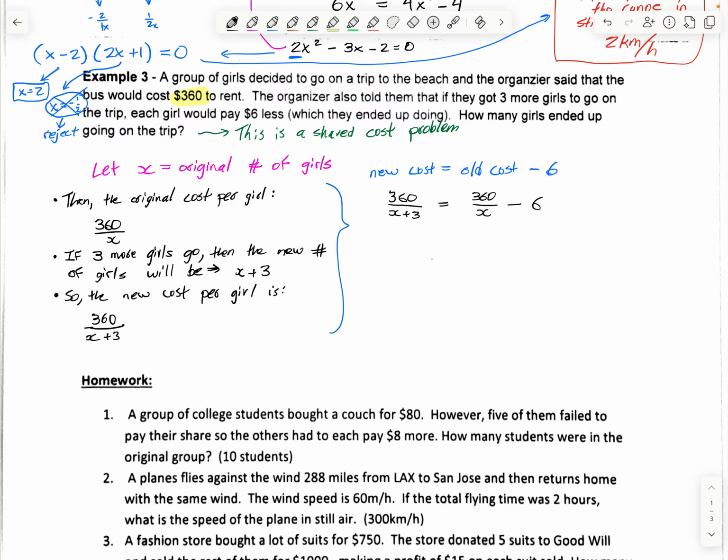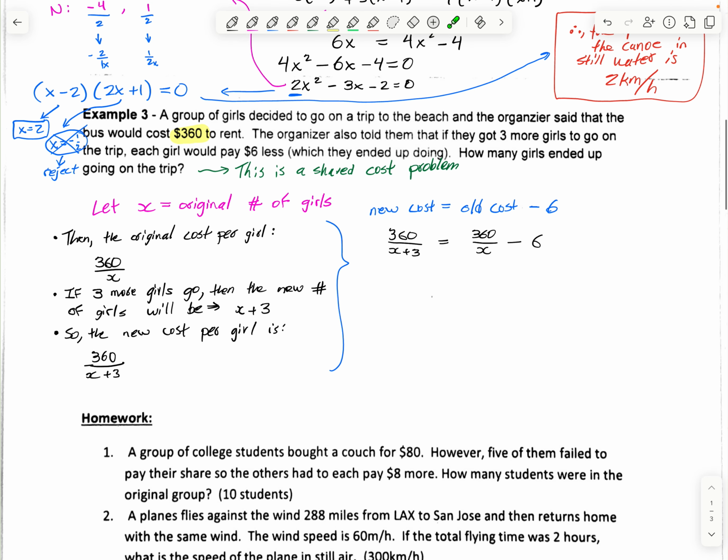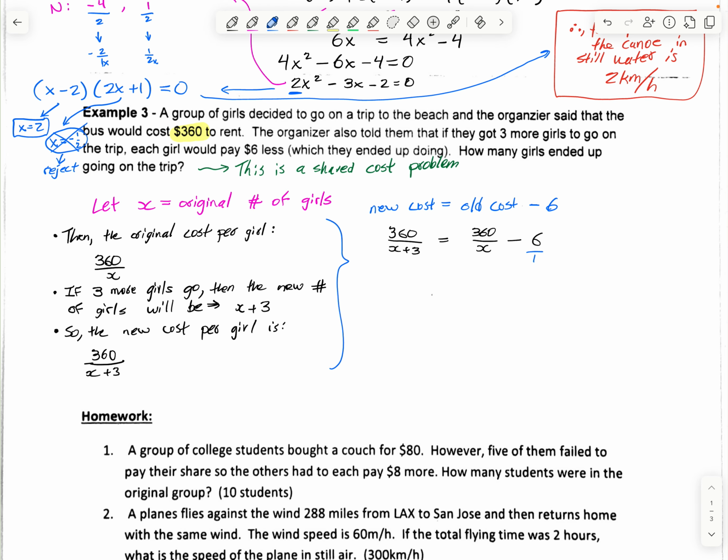So the problem says that with 3 more girls, the cost per girl now is going to be the original cost, had there been 3 fewer, per girl minus 6. So it'd be $6 less. And that's what that means. So now we solve. Now we've done the full thinking here. Now it's just a matter of solving. Here, there's an imaginary 1 here, and the common denominator is going to be x times x plus 3.